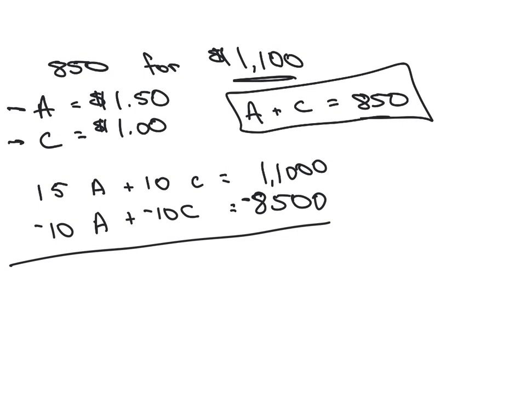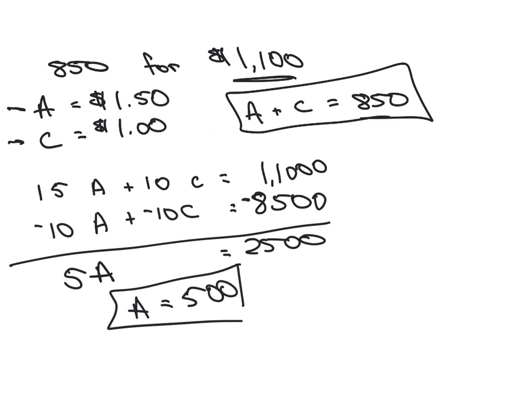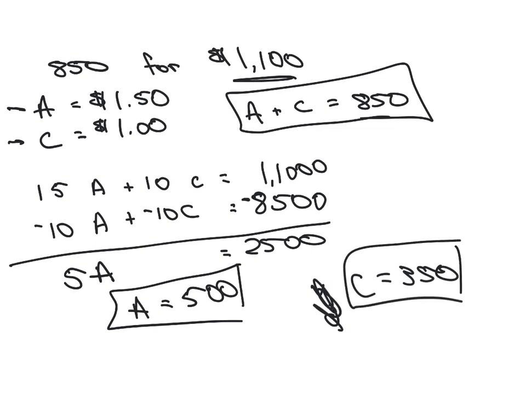Now all I have to do is add 5a, those go away, equals 2,500. So that means a equals 2,500 divided by 5 equals 500. That's how many adult tickets I sold. Well, I sold 850 total, so 850 minus 500 is 350. So that's how many children's tickets. This is how many adult tickets I sold, and there's my answer.